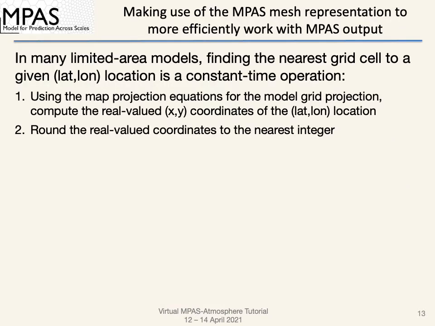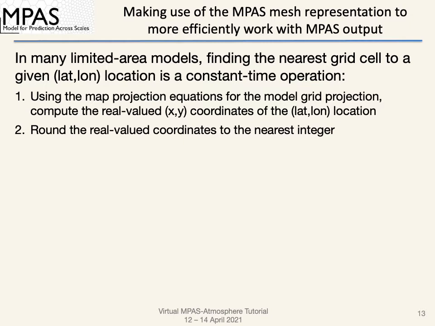So, post-processing and visualizing the model output on its native mesh required us to read and make use of some fields that describe the horizontal mesh. And now I'd like to convince you that we can really fully employ this mesh information to perform some sorts of operations in much more efficient ways. So as a motivating example, let's suppose that we'd like to find the model grid cell that contains a given latitude-longitude location.